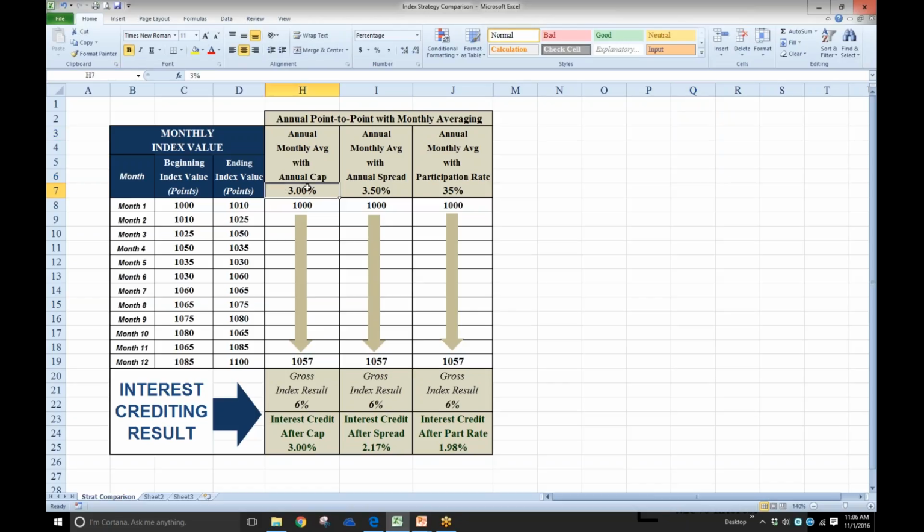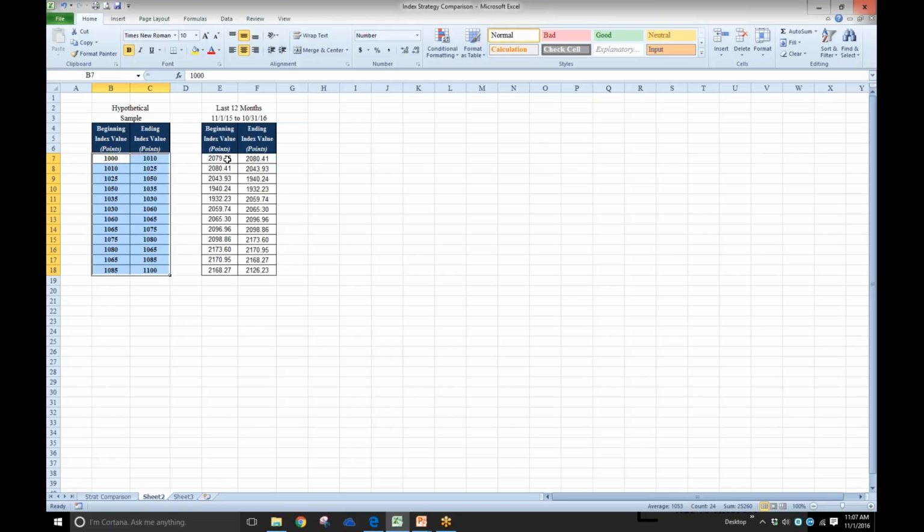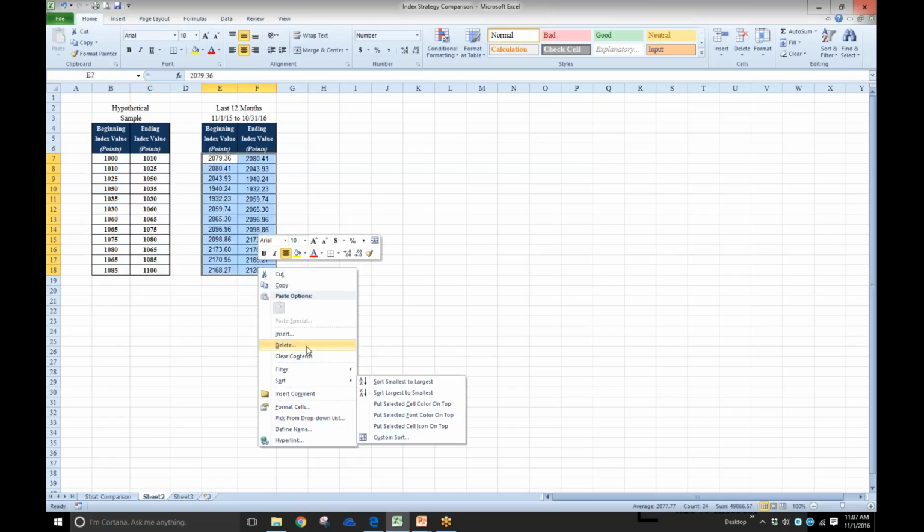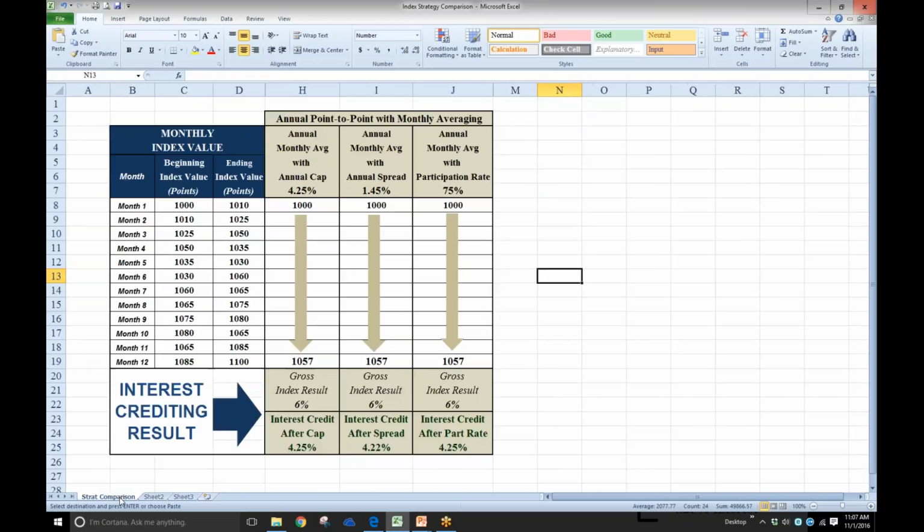Now, let's set these caps back to where I had them and see what would have happened over the last year. 425, and is it 145? Okay. And I think I did 75 here, right? Yeah. Okay, now let's bring in that scenario over here again with what actually happened in the last year through the end of October.